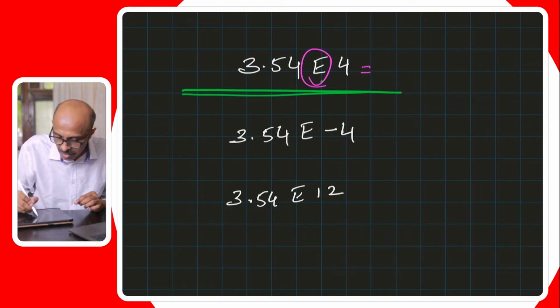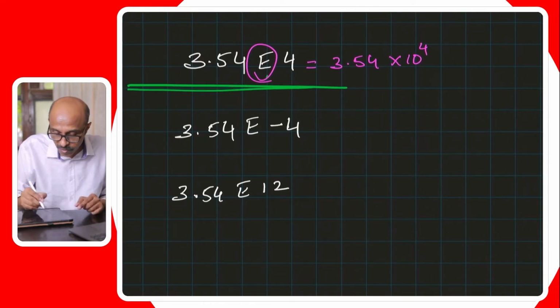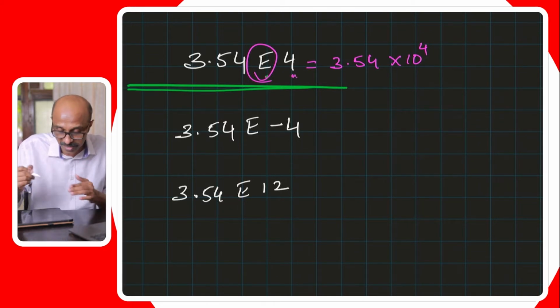So this is actually 3.54 times 10 to the power of 4. So E represents 10 to the power of. That's the power, okay? That's the index, that's the power of 10. It's a power of 10, the exponent, that's what it stands for.